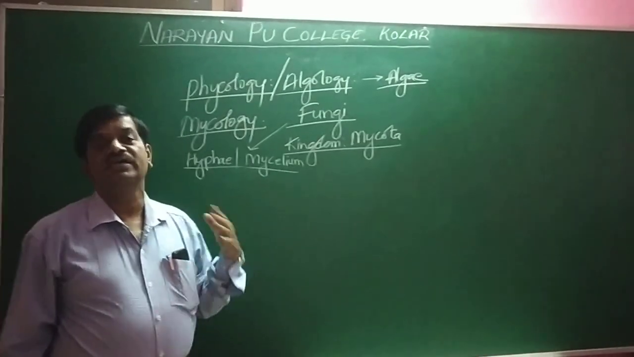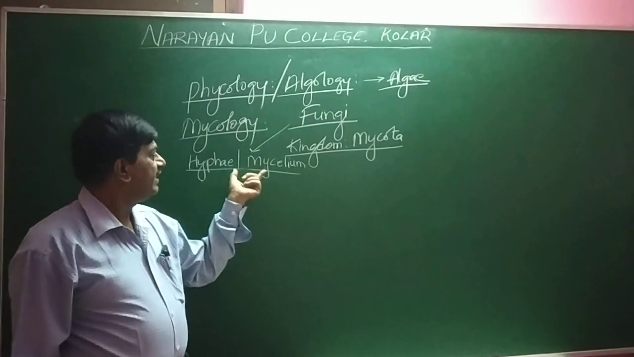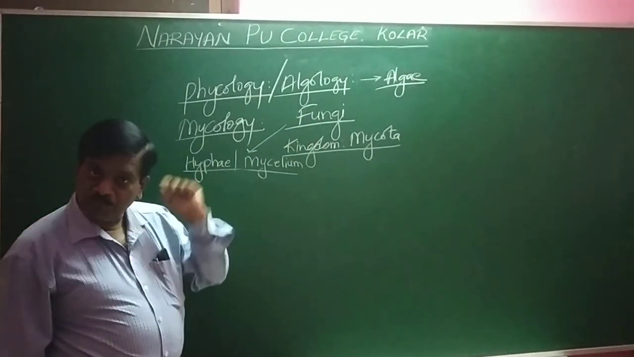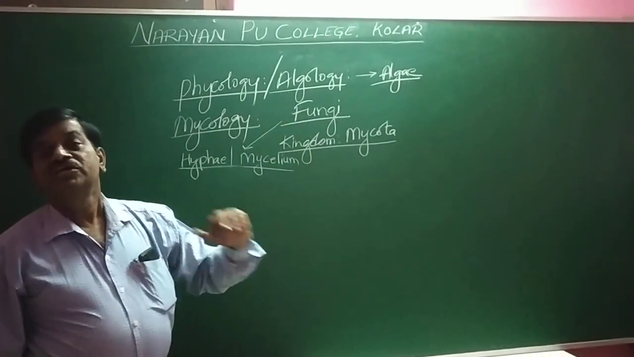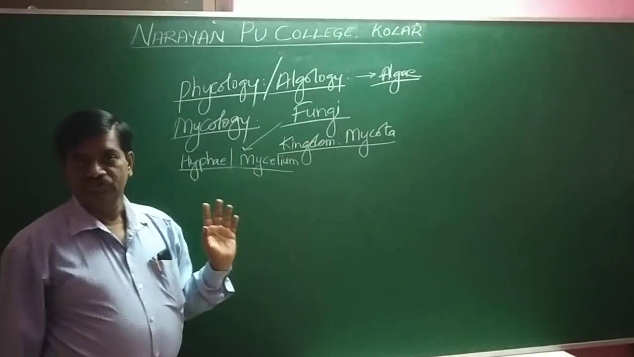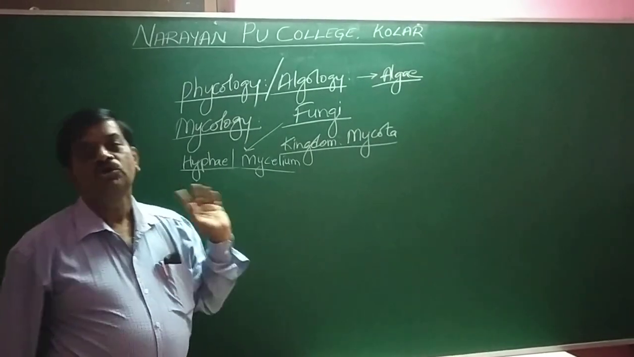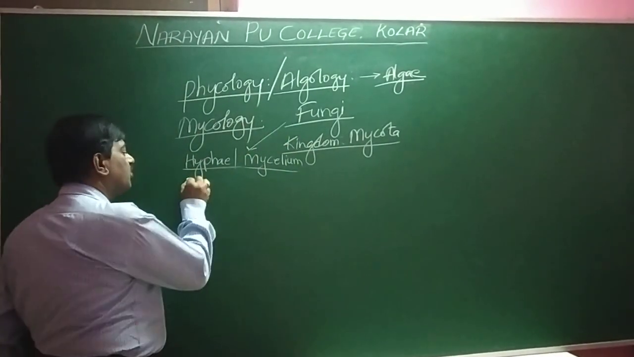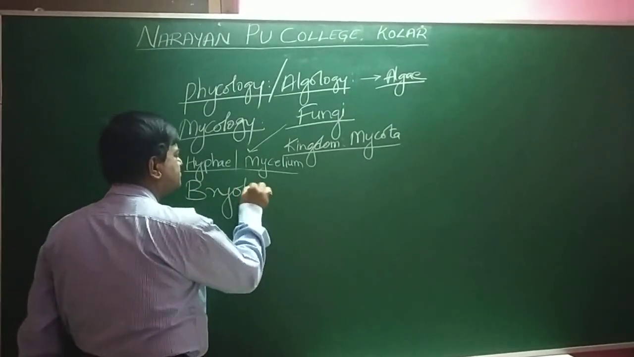Multicellular fungi like Agaricus, mushroom, puffballs, all those are different types of fungi. It is a plant but does not have chlorophyll. Hence it is called heterotrophic fungi. So here it cannot prepare its own food, so it is called heterotrophic. So this is about mycology. Now we'll go for one more branch called bryology.